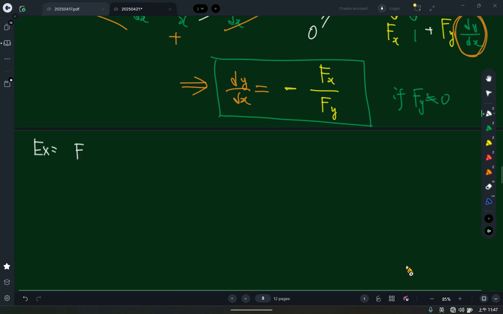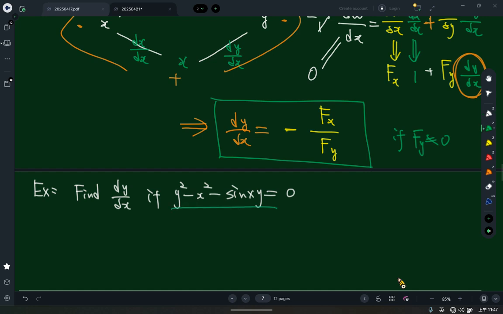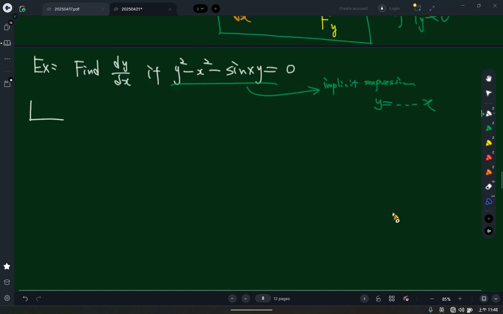For example, please find dy over dx if y squared minus x squared minus sine xy is equal to 0. So see here, we can have a hidden implicit expression for y equal to some function of x, right? But we just cannot write that out explicitly. But we can have an implicit expression. So if we use the rule we learned last semester, we can do it like this.